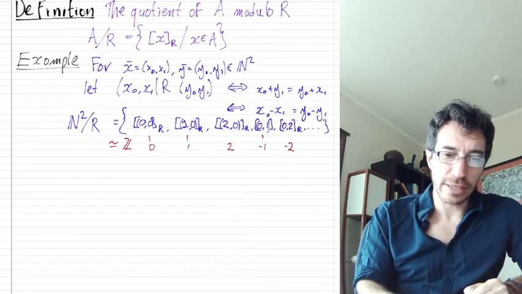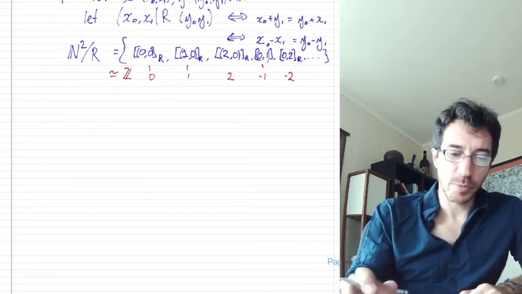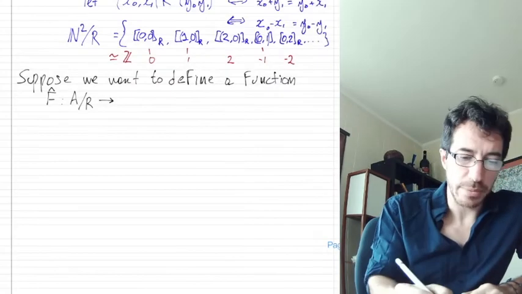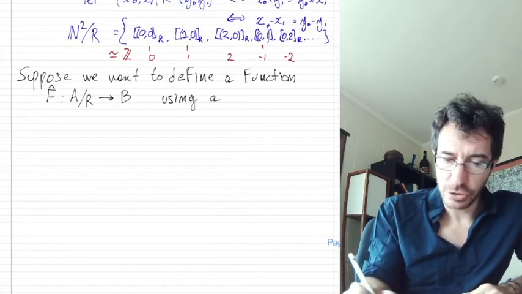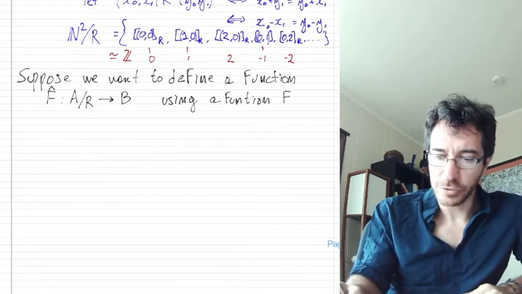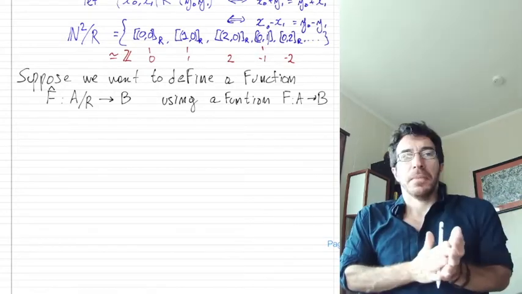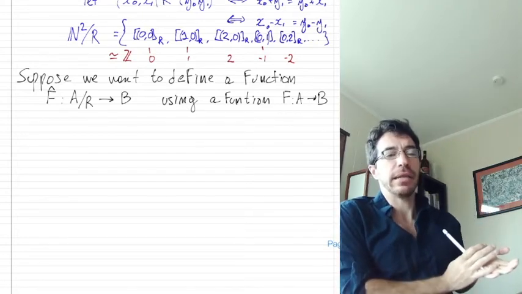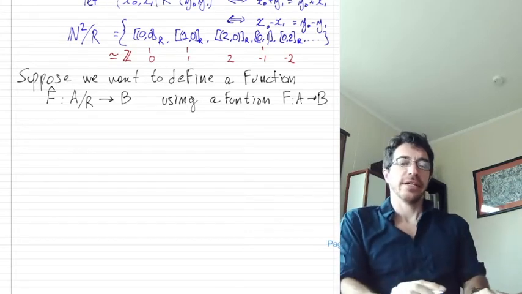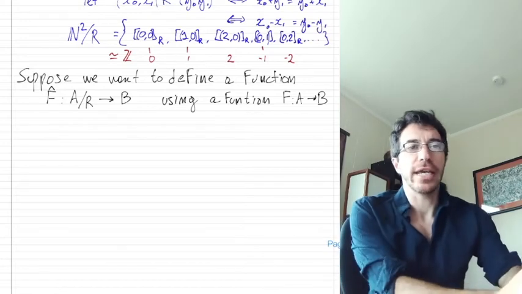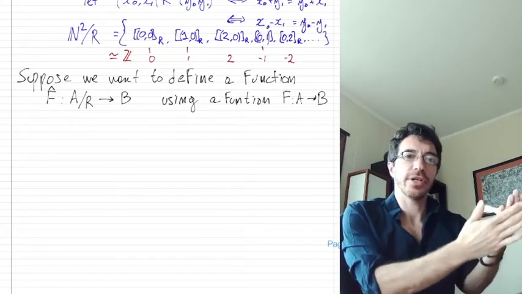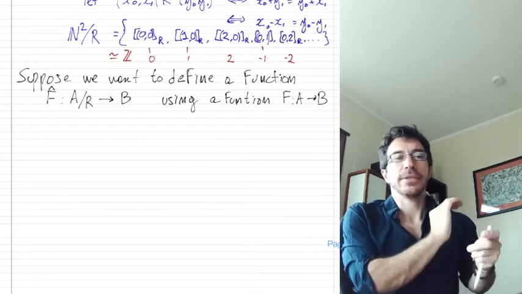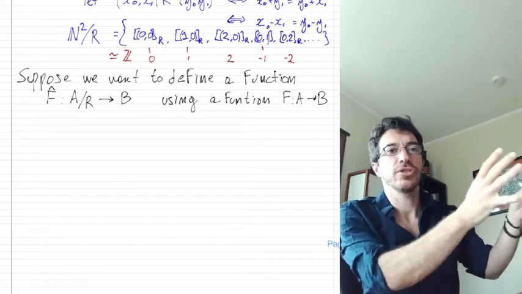One more thing I want to define. Suppose we want to define a function on a quotient to some set B using a function f that goes from A to B. Suppose, for instance, that for every day of the month, every number from 1 to 31, you have one particular thing you're going to eat for dinner. The first, you're going to eat rice. On the second, you're going to eat potatoes. On the third, you're going to eat broccoli. You have a list for each day. You have a function that tells you what you're going to eat that day.